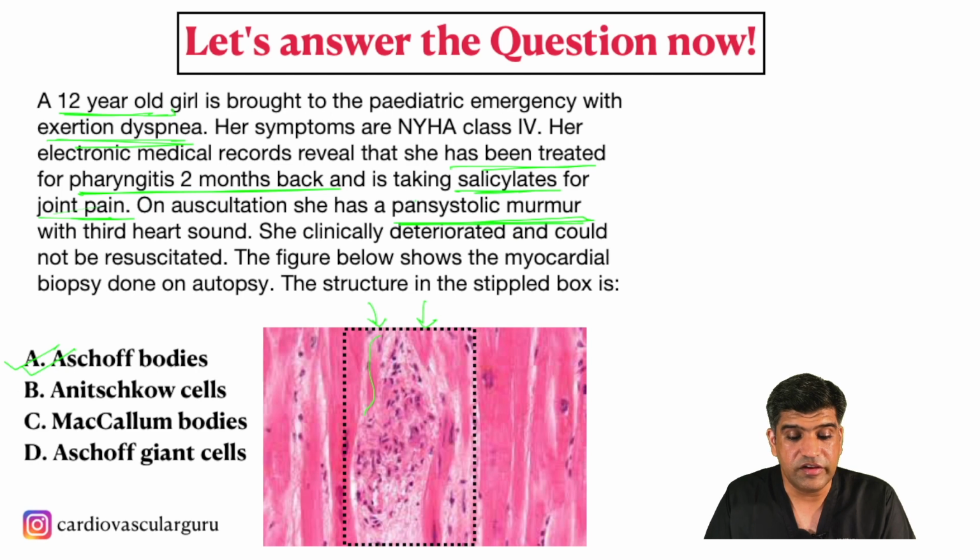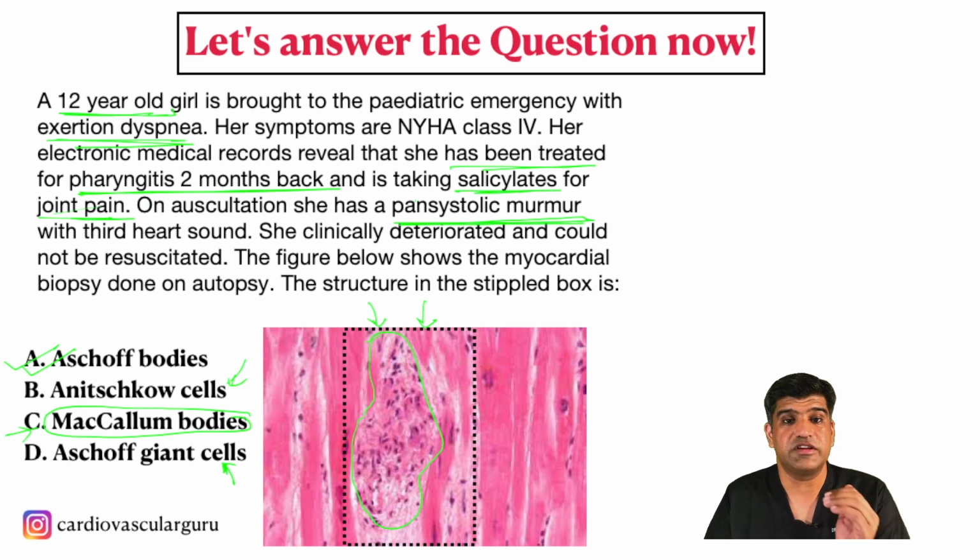This one is the Aschoff body, the bigger thing which has Anitschkow cells in itself, giant cells it has, and McCallum bodies. These are macroscopic things. McCallum plaque or McCallum triangle, they are not found in Aschoff cells. So the bigger entity is an Aschoff body in which we have Anitschkow cells, we have Aschoff giant cells as well. So the answer to the question is Aschoff bodies.